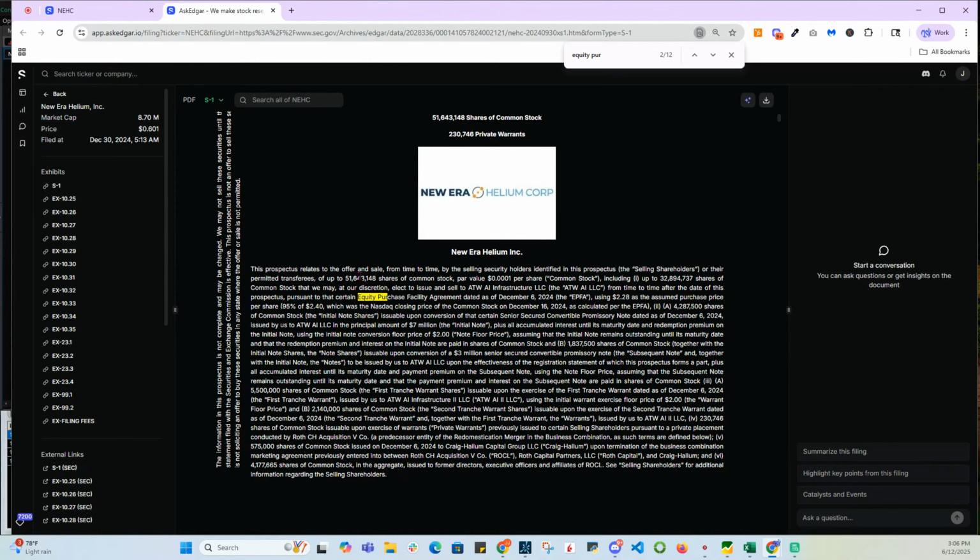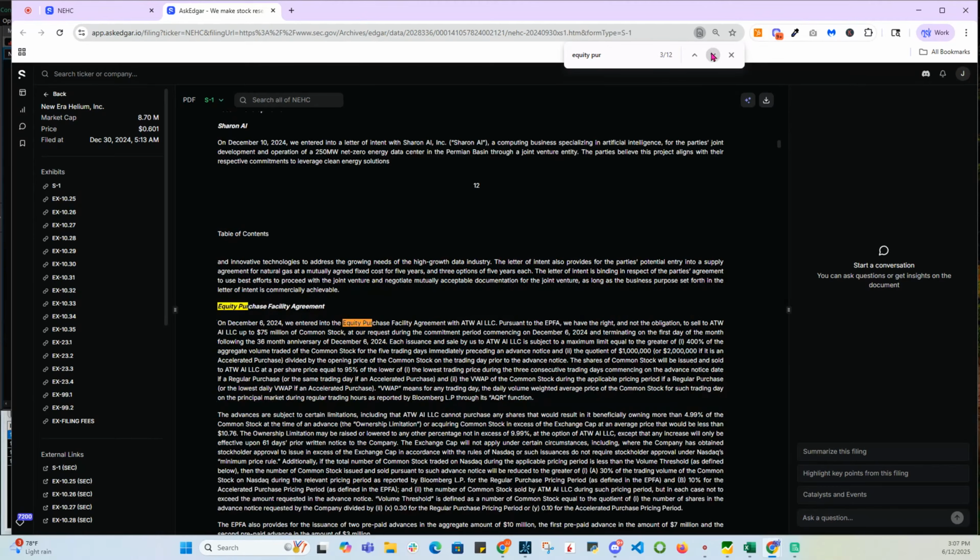But here at the beginning is the explanation of what this registration is for. So it's actually for a couple of things. It's for some convertible notes, and then it's also for this equity purchase facility. So this is the equity line.